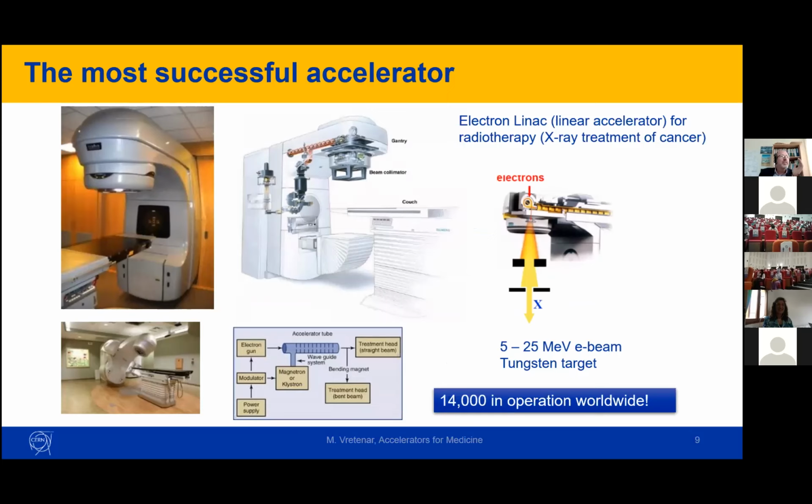This is the most successful accelerator that we have ever built. The beam of electrons is accelerated by a small accelerator, only 1 or 2 meters. It's really very short. Electrons are immediately relativistic, so the drift tubes, if you remember my previous lecture, are all of the same length inside the structure. You can see them here, for example, or here. Then the beam is bent and sent into a tungsten target where the X-rays are created.